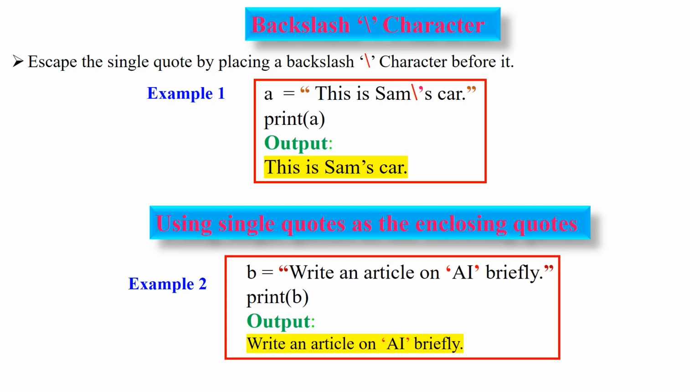Using single quotes as the enclosing quotes. Example 2. In this code, a string is assigned to the variable b. The string is enclosed in double quotation marks and contains the text "Write an article on 'AI' briefly." The single quotes around the word AI are regular single quotation marks, not the backtick character or apostrophe used in the previous example. When the print function is called with the variable b as the argument, it outputs the string "Write an article on 'AI' briefly." The output appears exactly as it was defined in the code, with the single quotes around AI properly included within the printed string.